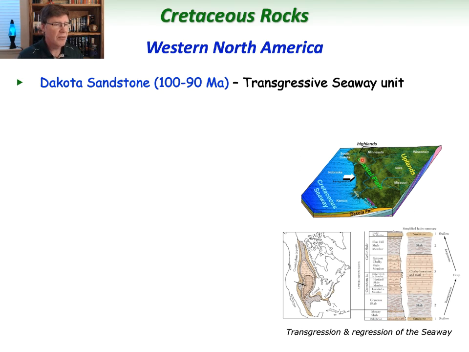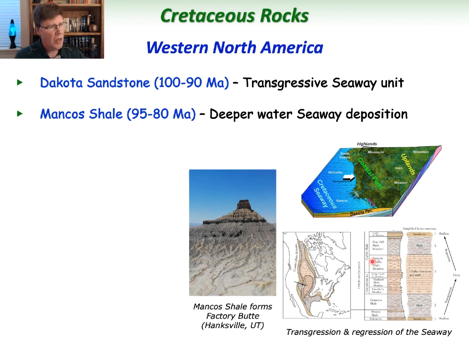This is what it might have looked like, the eastern shoreline here, a coastal plain, and the sea comes in, and marine transgression. So the Dakota sandstone, we think, is the first rock unit representing this rising sea level. It's a transgressive seaway unit. Okay, it's the one right down here, and it represents kind of a near shore sand, age of about 100 to 90 million. A little bit younger is the Mancos Shale.